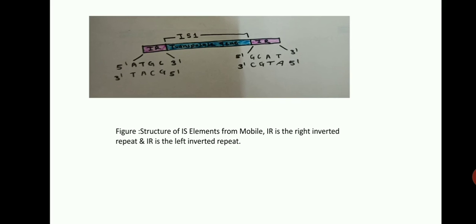Here you can see at the 5' end the inverted repeat contains, for example, the ATGC sequence, and at the 3' end it contains exactly the opposite sequence to ATGC, that is TACG, the completely opposite or inverted sequence. That's why they are called inverted repeats. I hope you understand the structure of the IS element and the mechanism of its transposition.